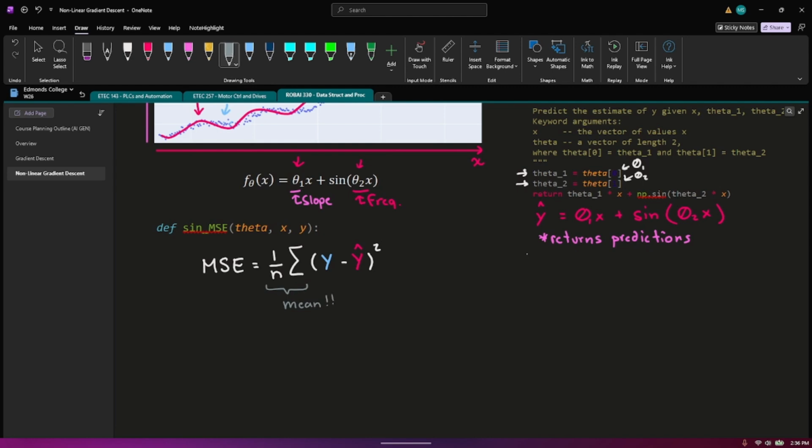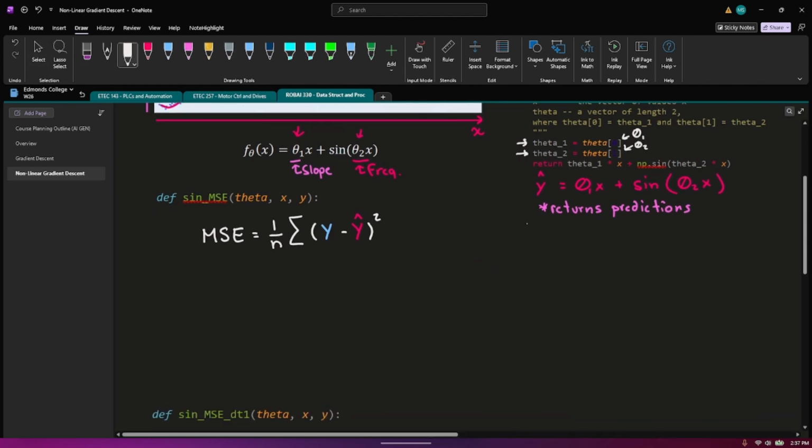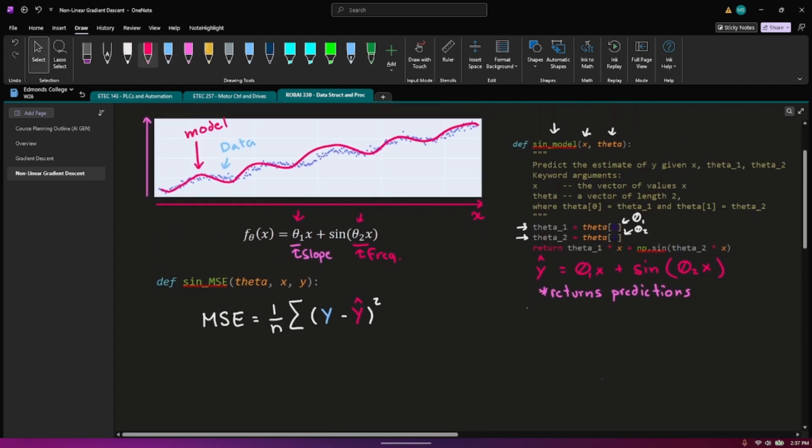The mean, remember way back from our algebra classes, we sum up our values and we divide them by the number of values, which is what we're doing here. We're summing up all of these squared distances between the actual data points and the predicted data points, and dividing it by the number of data points we have. So another way to look at this would be by first getting this y-hat value, and we already have a function for that, the sine model.